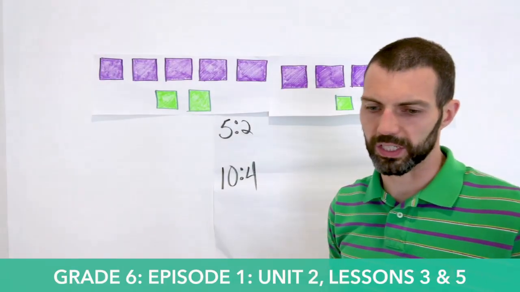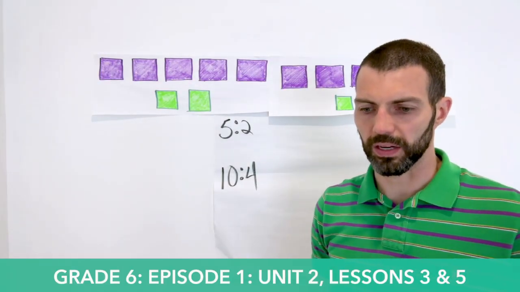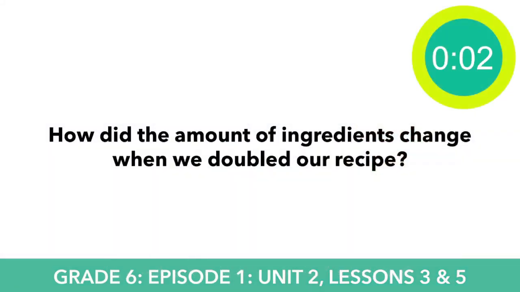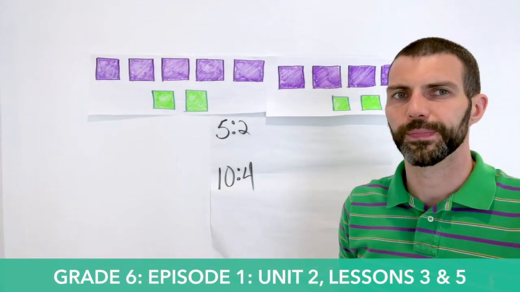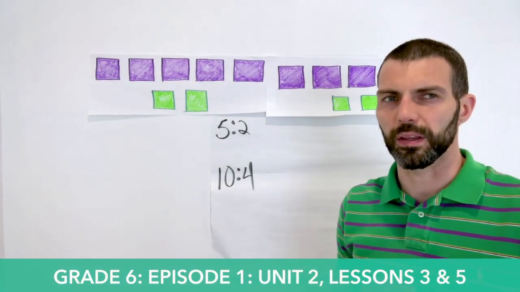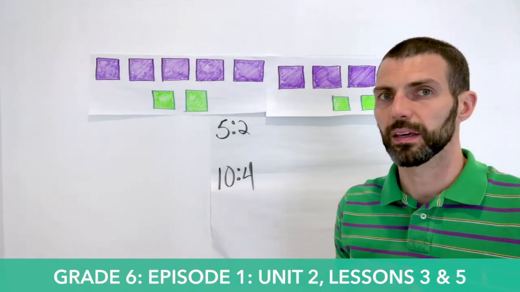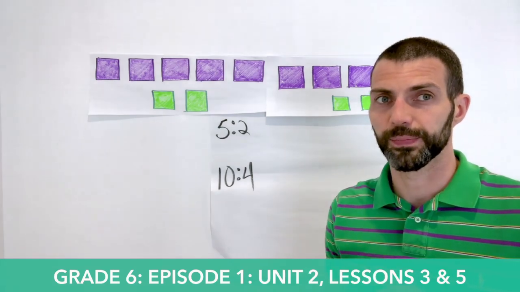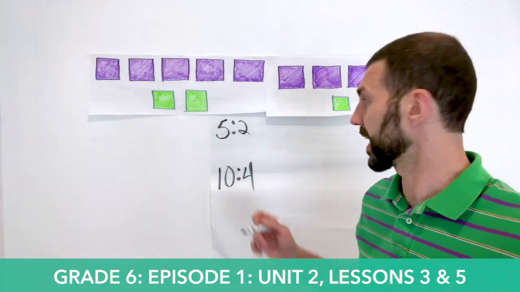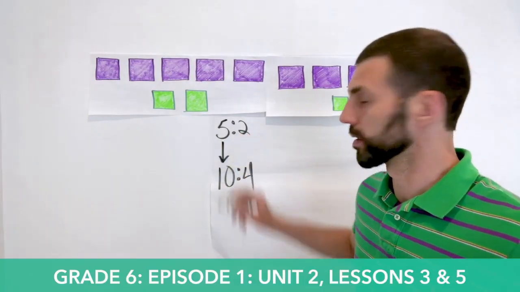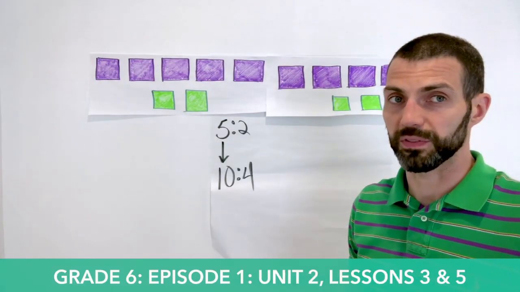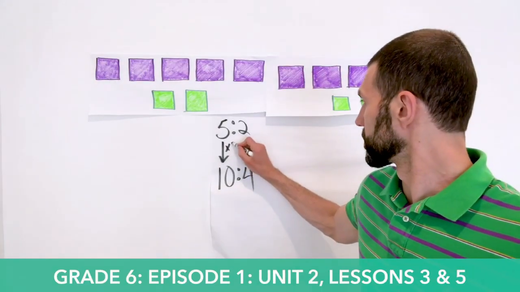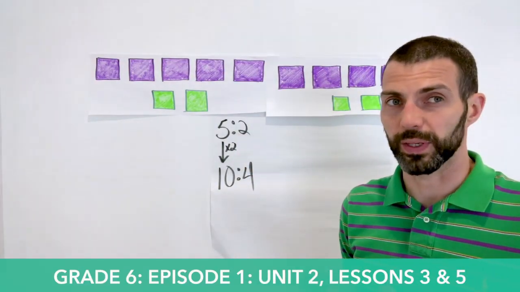Looking at each ingredient in the ratio, how did the amount of ingredients change when we doubled our recipe? Let's come back together. You may have noticed that each ingredient in the recipe increased. In fact, when I look at each ingredient, they were changed by the same factor. So when I look at the 5 cups of flour, 5 cups of flour became 10 cups of flour because it was multiplied by or scaled using a factor of 2 or multiplying by 2.